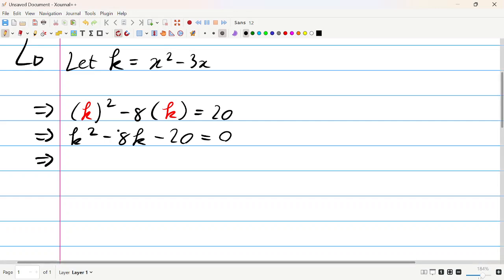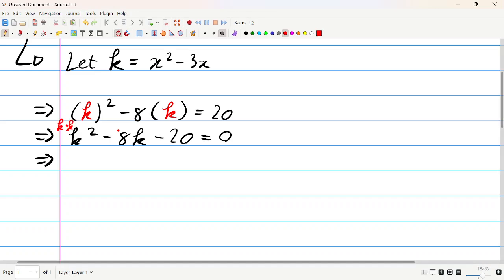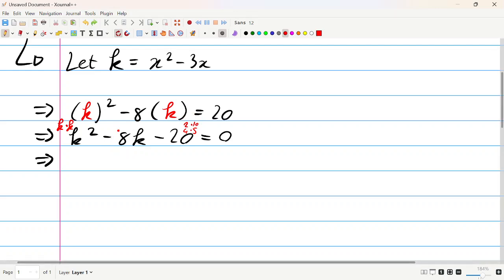So this implies to us here that we are going to just use normal factorization. So k squared is the same as k multiplied by k, just like x. We treat it like x. And then 20 can be broken up into 2 multiplied by 10, or it can be broken up into 4 multiplied by 5, or whatever, right? But in this case, we can't use 4 and 5 because it doesn't give us 8. But 2 and 10 does when we say 10 minus 2.